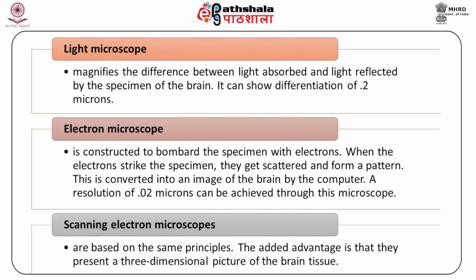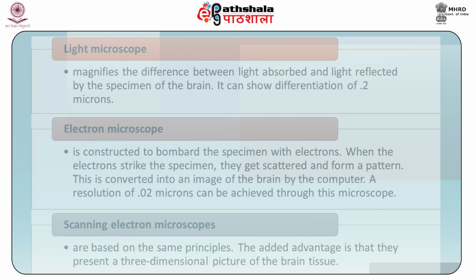Scanning electron microscopes are based on the same principles. The added advantage is that they present a three-dimensional picture of the brain tissue. Summary: the histological method involves study of the structure and function of the brain cells and tissues. Brain tissues need to be prepared for microscopic examination.